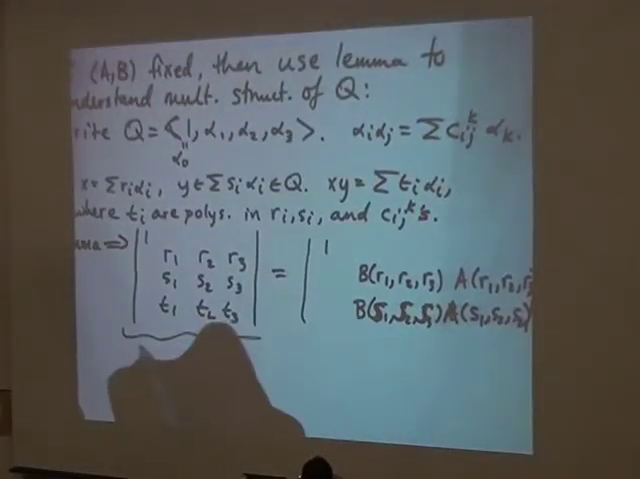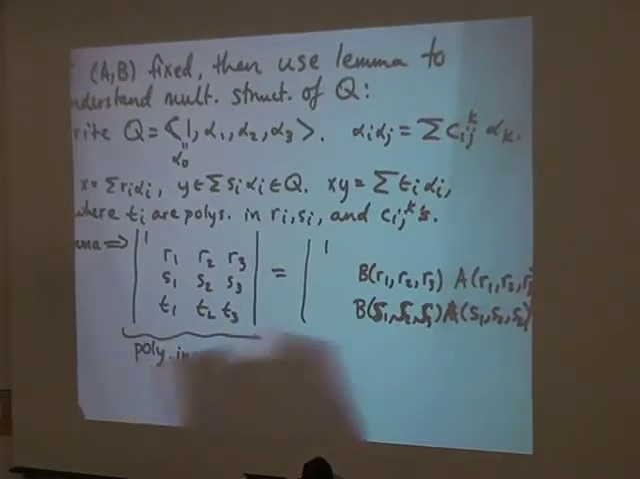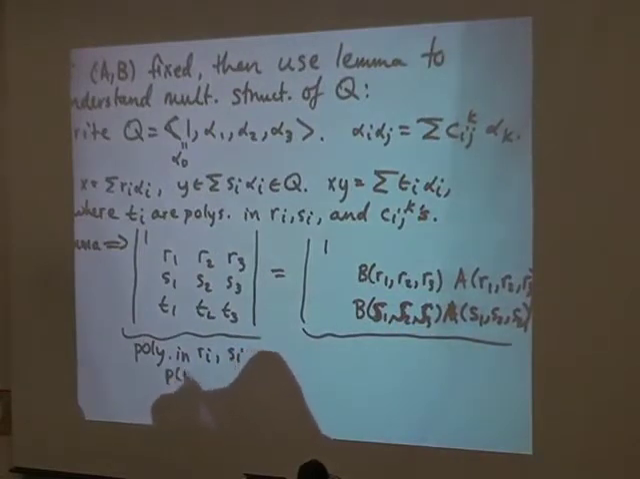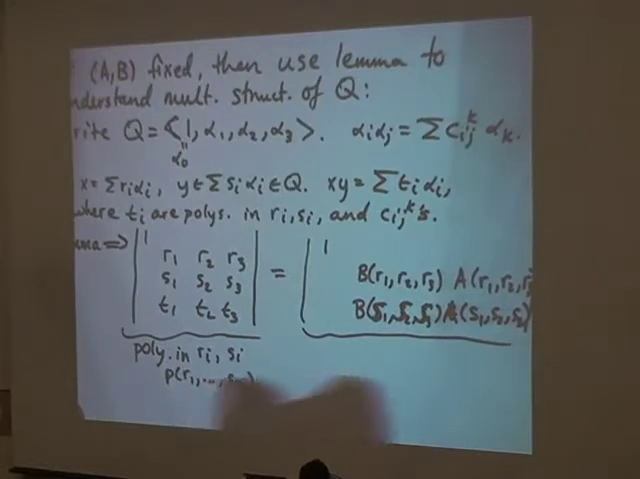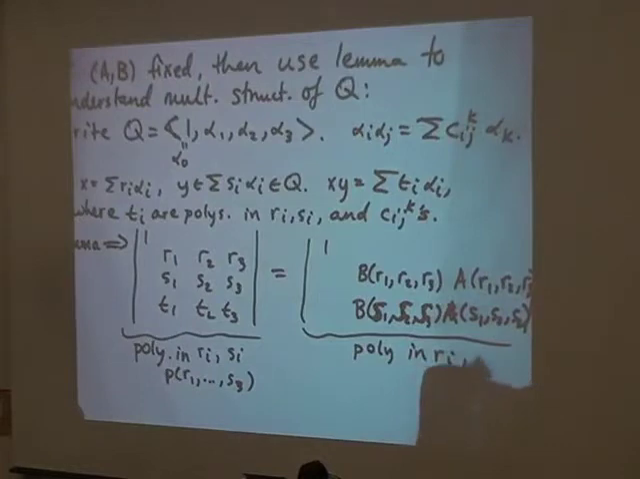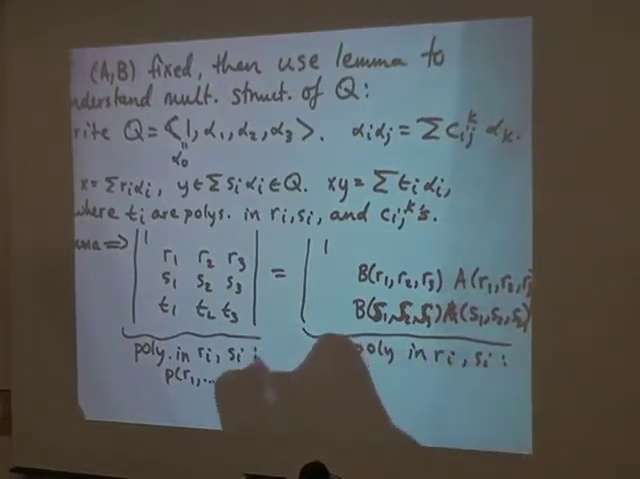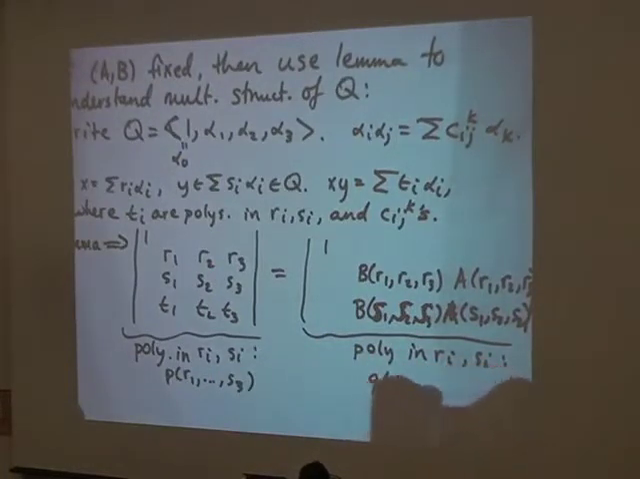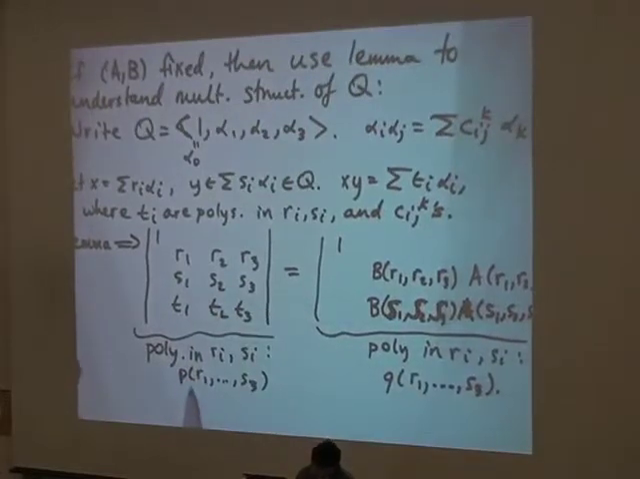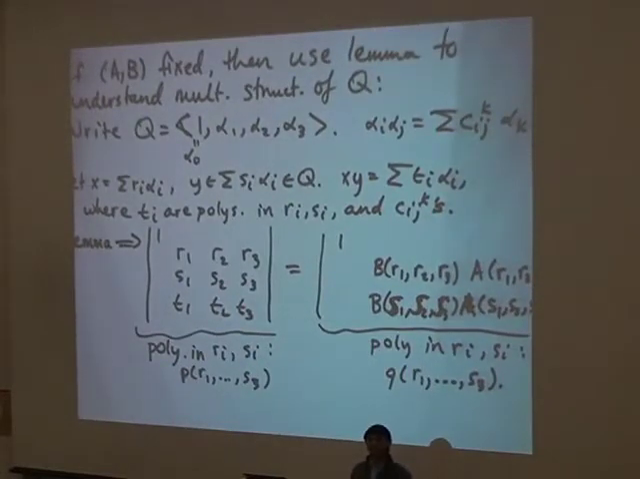But this is some polynomial in Ri and Si, and this is some polynomial. So let's call this P of R1 through S3, and this is some polynomial, say Q of R1 through S3, in those 6 variables: R1, R2, R3, S1, S2, S3. And the point is that you have this identity all the time. So these two polynomials take the same values for all integers R1, R2, R3, S1, S2, S3.